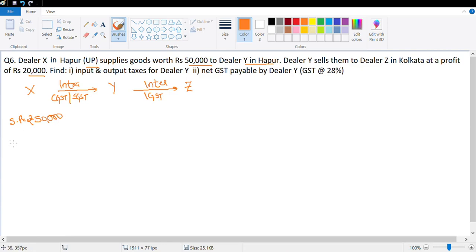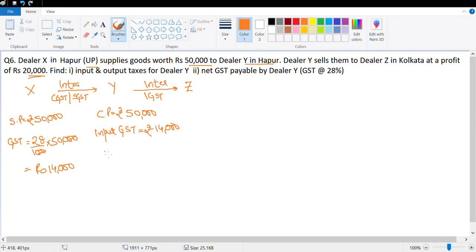So the selling price is rupees 50,000. Let's calculate the GST he would charge to Y. GST would be 28%. So that's 28 upon 100 into 50,000. So this is 28 into 50, that's 28 into 5, that's 140. So that's rupees 14,000. Next, CP for Y is equal to rupees 50,000. Input GST for him, which is what he paid to X, is equal to rupees 14,000. He makes a profit of rupees 20,000.